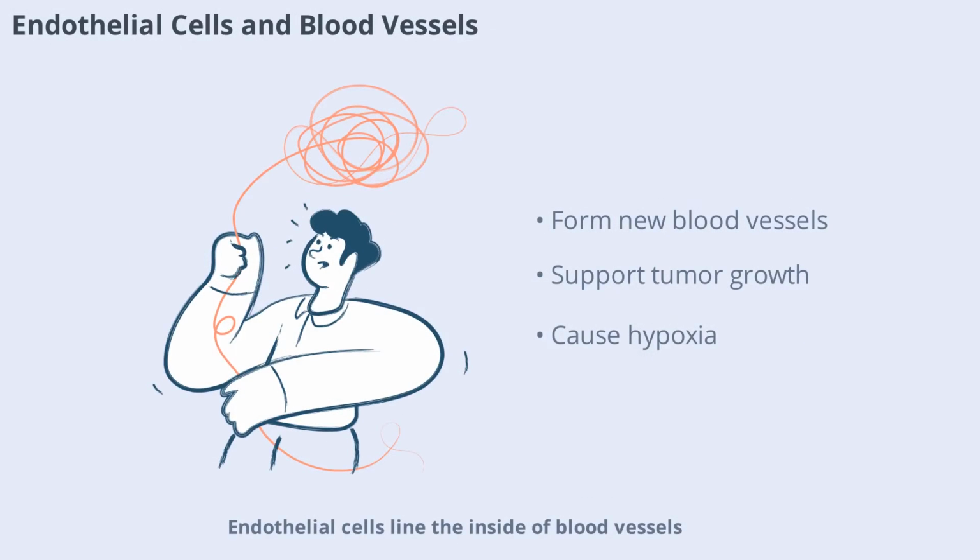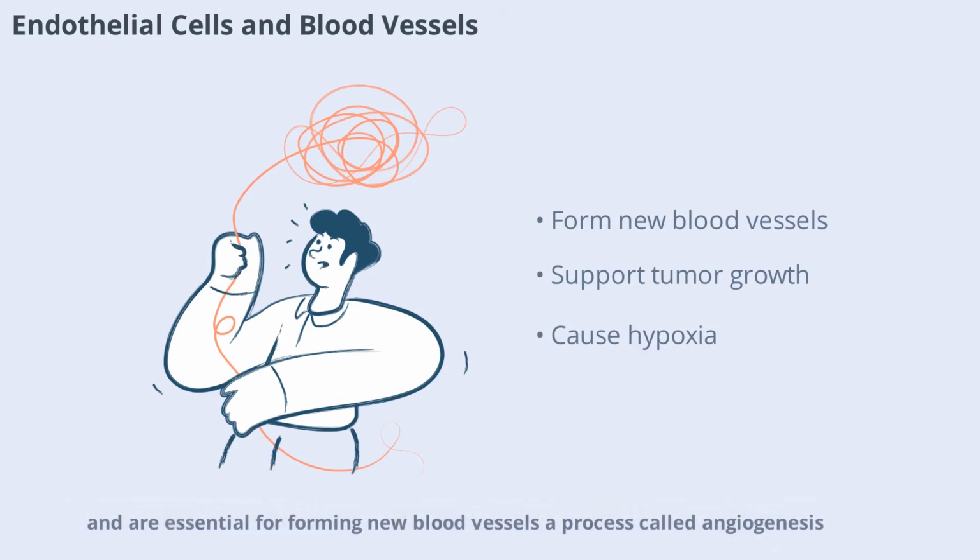Epithelial cells line the inside of blood vessels and are essential for forming new blood vessels, a process called angiogenesis. In tumors, angiogenesis is often hijacked to supply the growing mass with nutrients and oxygen. However, these new vessels are usually abnormal, leading to areas of low oxygen or hypoxia within the tumor. This can make the tumor more aggressive and resistant to treatment. Targeting angiogenesis is a strategy used in some cancer therapies, aiming to cut off the tumor's lifeline.